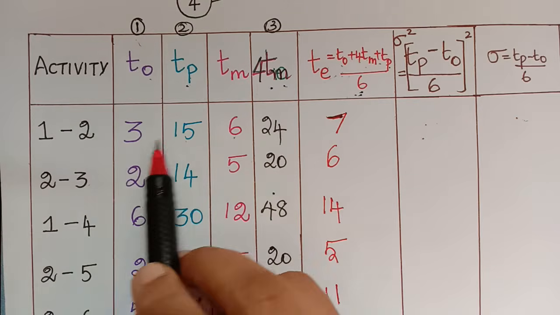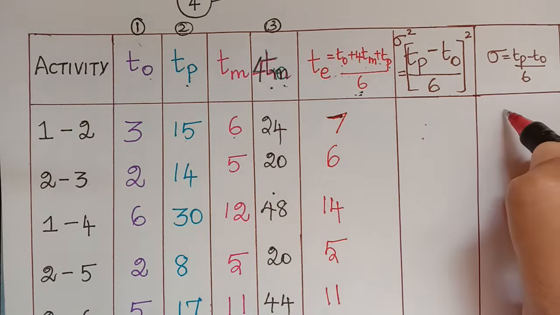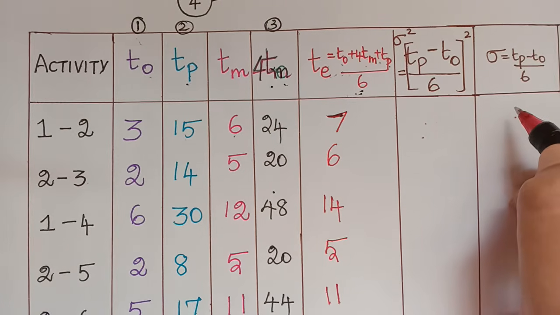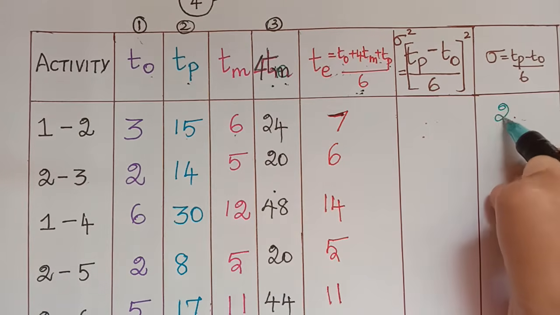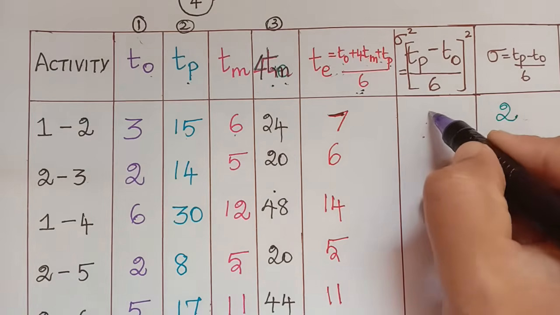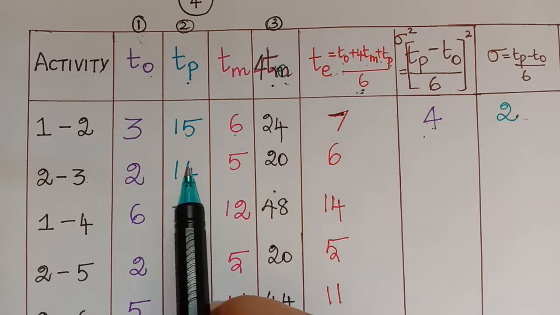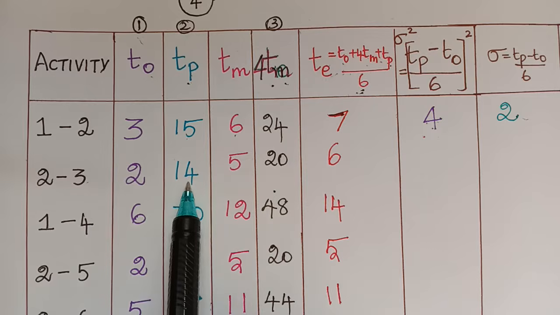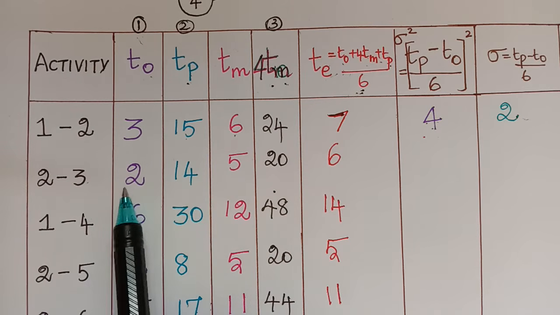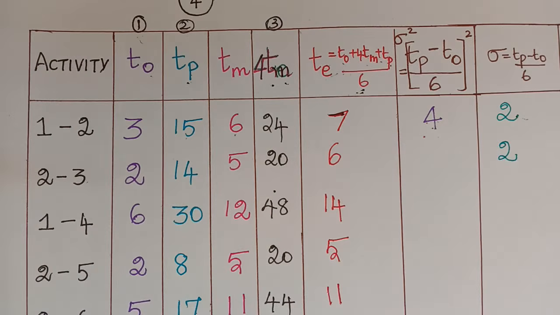For example, 15 minus 3 is 12. 12 divided by 6 is 2. So that 2 we have to write here. Then the square of this has to be written over here, which is the variance. So 2 2s are 4. In a similar way, here we have the next one. TP minus T naught, that is 14 minus 2, which is 12. 12 divided by 6 is again 2. And the square of this is 4, which we have to write here.